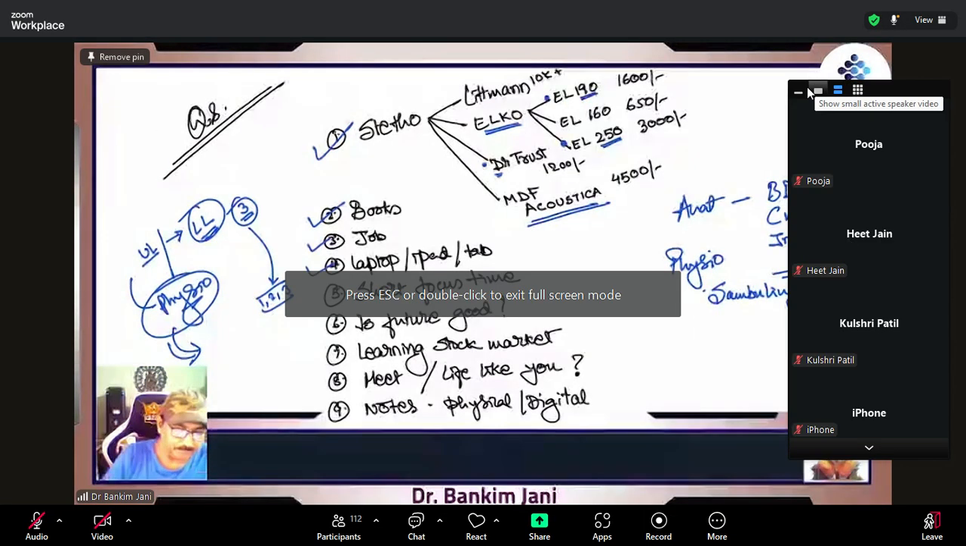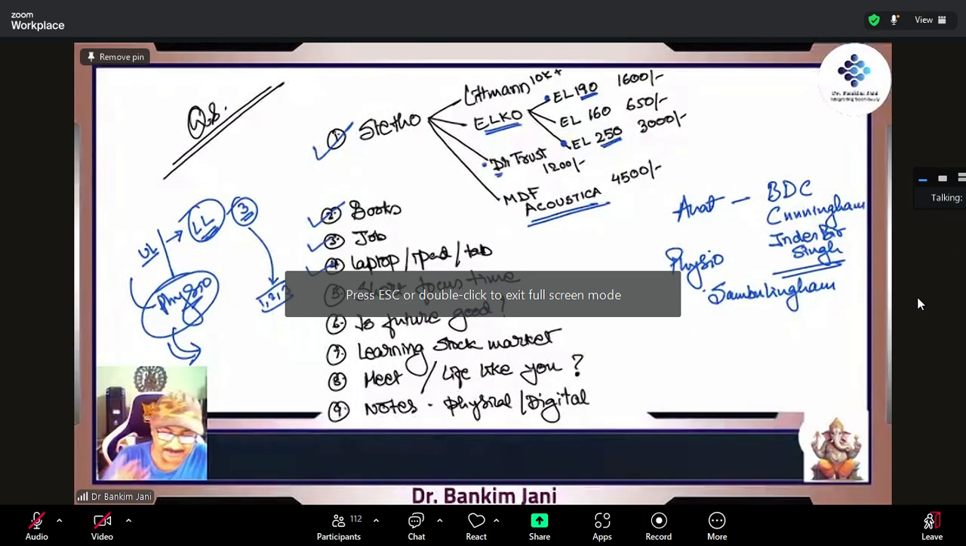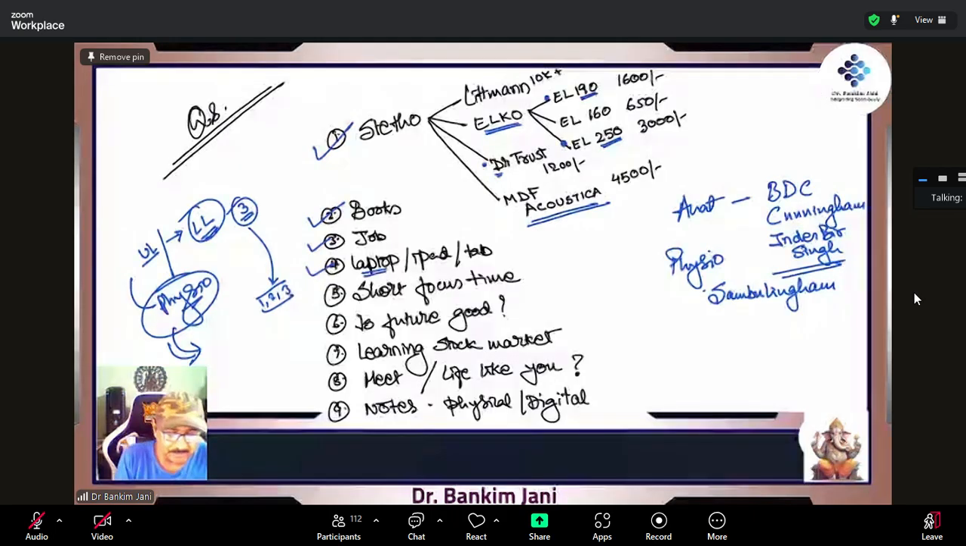Next one, laptop, iPad or tab. Very simple. If it is your first choice, then it has to be laptop. Simple, laptop. Uske liye, you have to get one digital board so that you can write. That's something which I'm using right now, right?